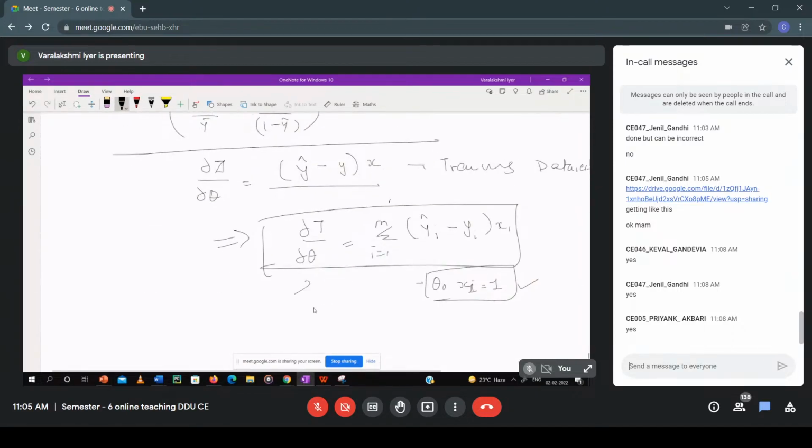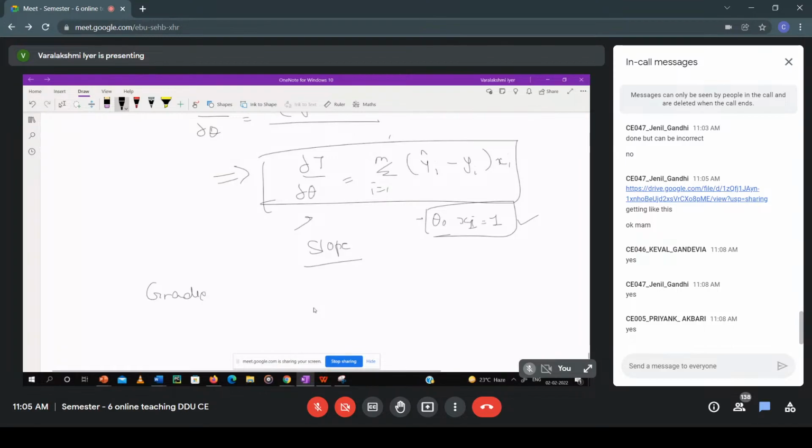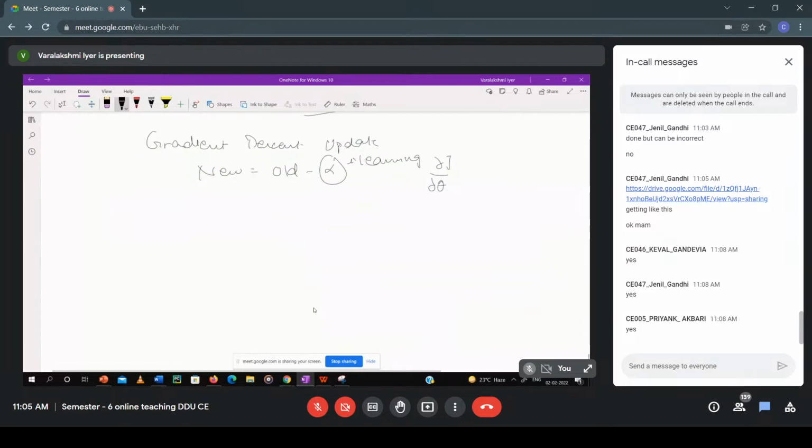Your final gradient formula, your slope formula, will be something like this. And your final gradient descent update formula will be new equals old minus alpha, that is the learning rate, into del j by del theta. So you will be continuously iterating: theta j equals old theta j minus alpha times the summation of i equals 1 to m of y hat minus y into xi. That is what you will be performing.